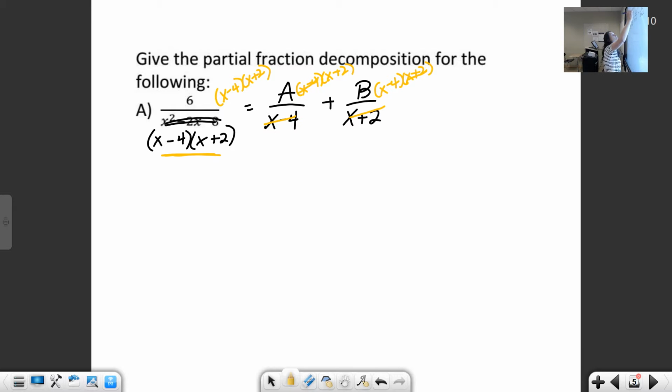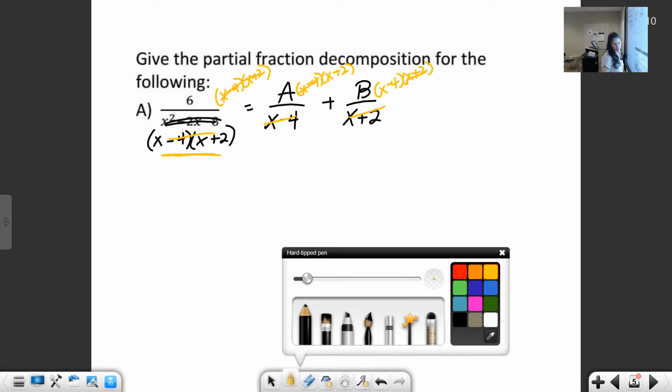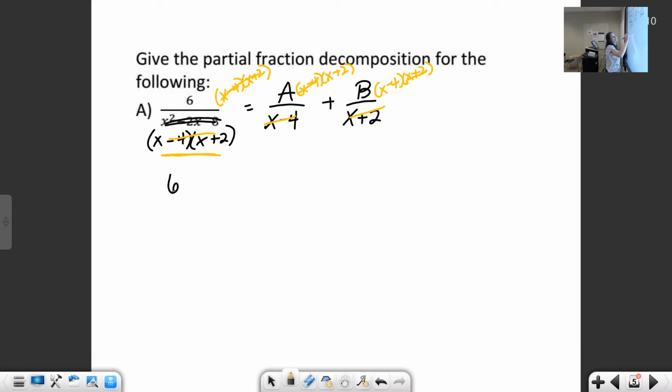Then cancel out, and let's write what we got now. We have 6 equals A times (x plus 2) plus B times (x minus 4). Now our goal is to solve for what A is and what B is. So you look at your factors and ask, what would it take for that factor to equal 0? And that's what you let x be.